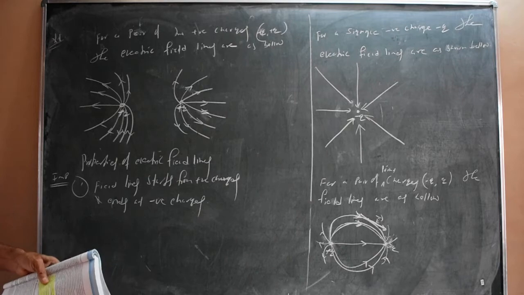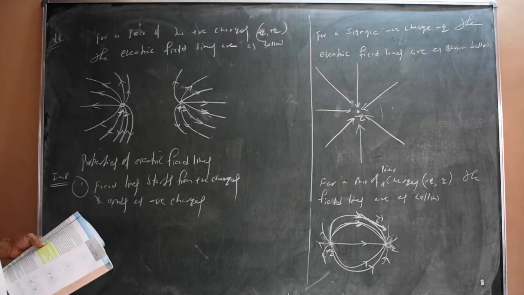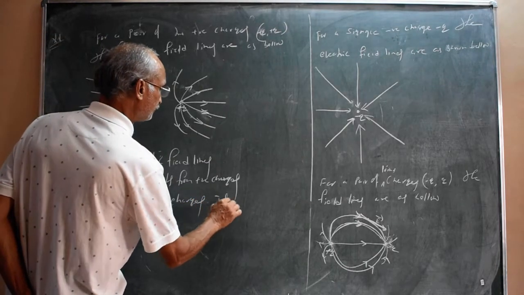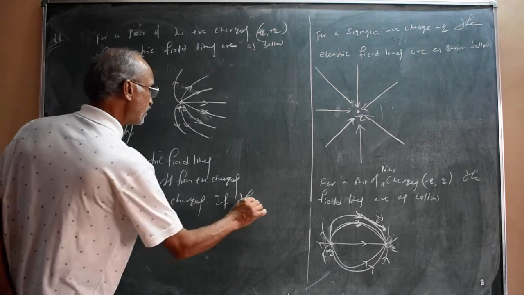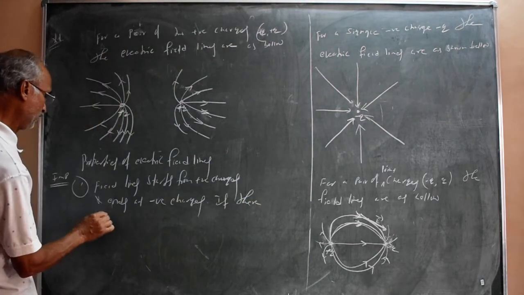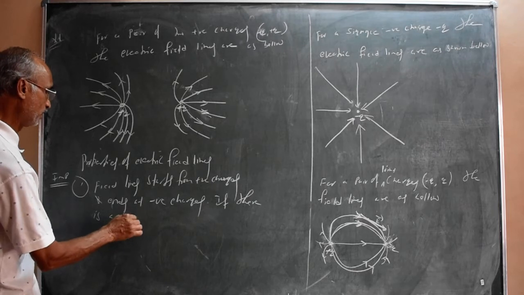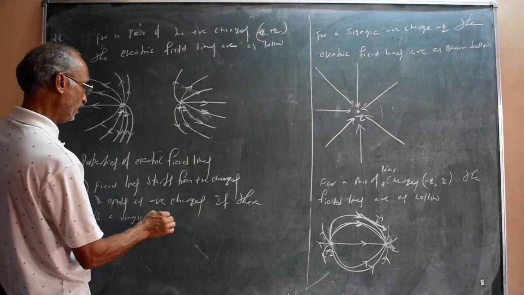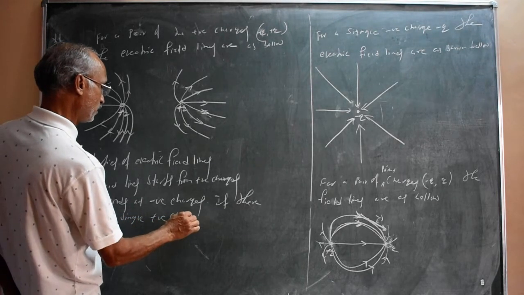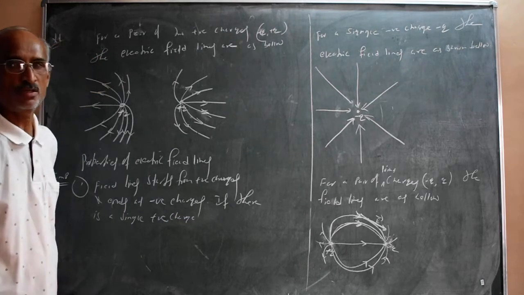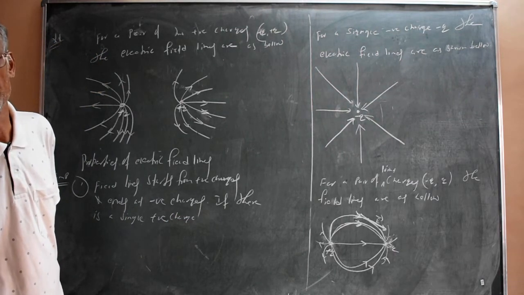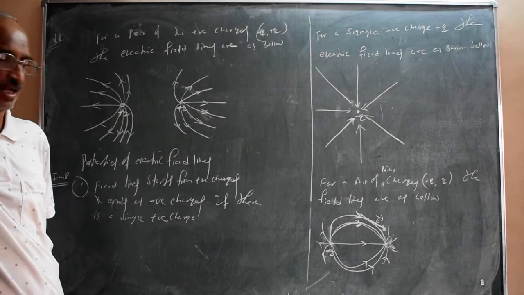Field lines may start or end at infinity if there is a single charge. If there is a single positive charge, the field lines start at the charge and end at infinity.